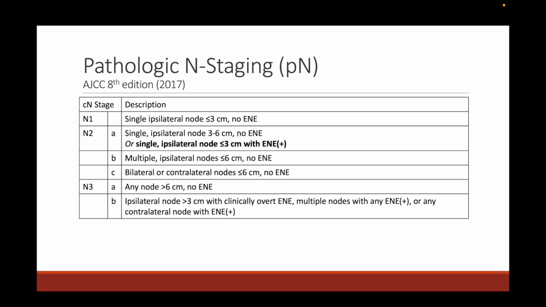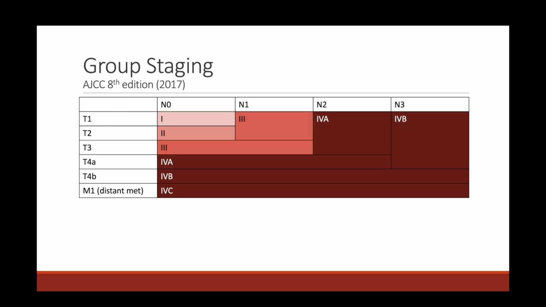So that is literally the only difference, is that N2A is a single ipsilateral node that's 3 centimeters or smaller with ENE present. And then here's the group staging for your reference. So we didn't go over M0 versus M1, but M1 is anything that has a distant metastasis. So if you have M1, it's automatically stage 4C.